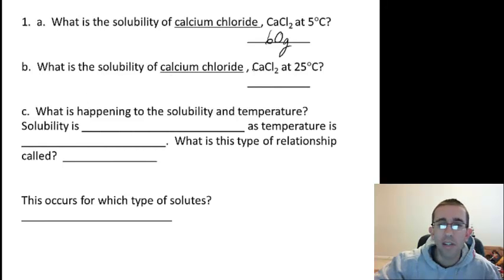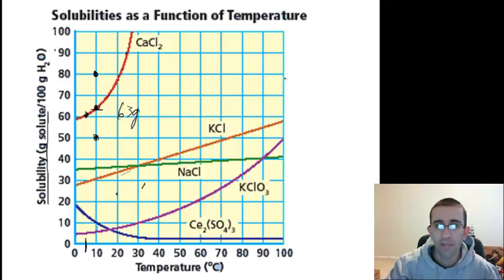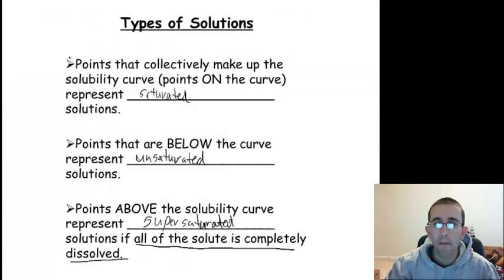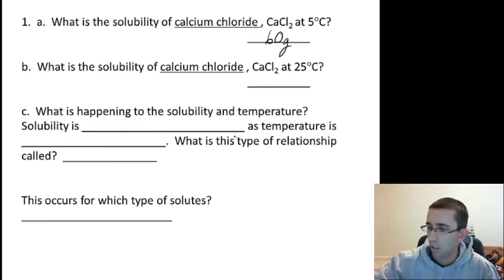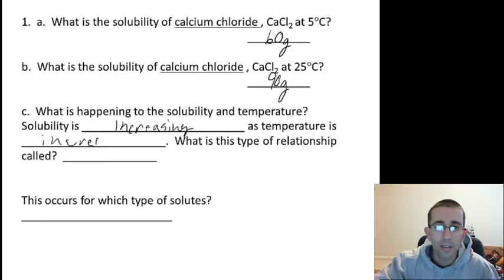What is the solubility of calcium chloride at 25 degrees Celsius? Let's go to 25 degrees Celsius, go up to our calcium chloride line. It's about right here. Go over. How much will dissolve? Well, that looks like 90 grams to me. So we'll put in our 90 grams of calcium chloride. What is happening to the solubility and temperature? Solubility is increasing as the temperature is increasing.